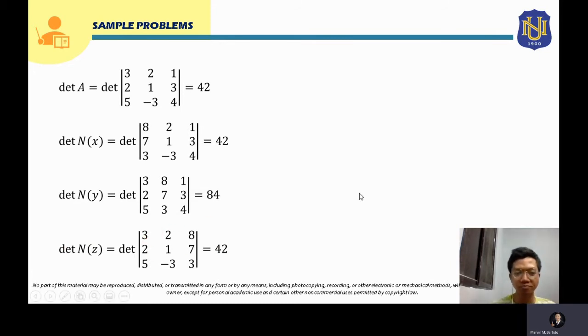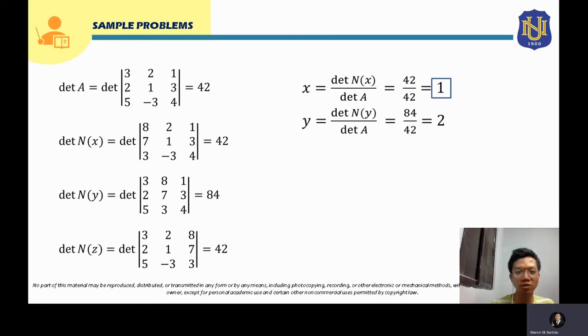From here, we can now solve for x. So the determinant of Nx is 42 over the determinant of A, which is also 42. So that will be 42 over 42, and that will be equal to 1. So that will be the value of x. Now for the value of y, the determinant of Ny is 84, and the determinant of A is 42. So 84 over 42 is 2. So that will be the value of y.